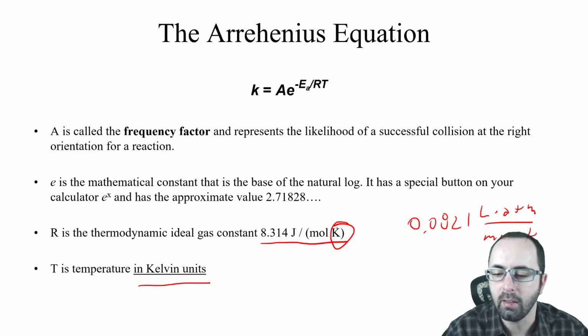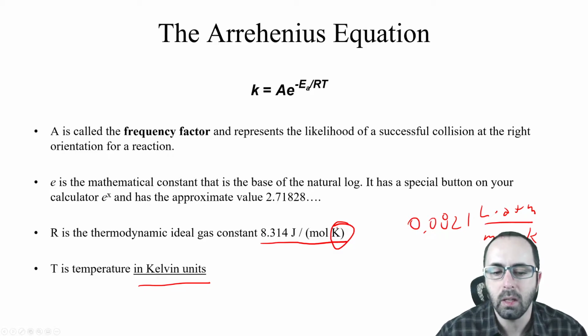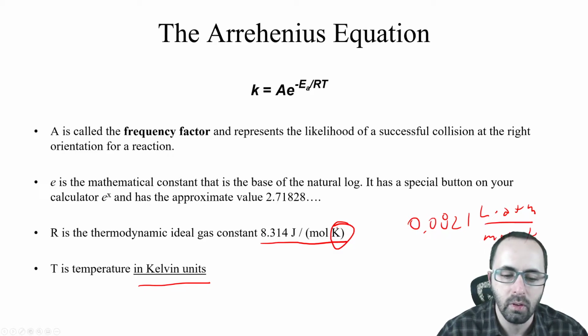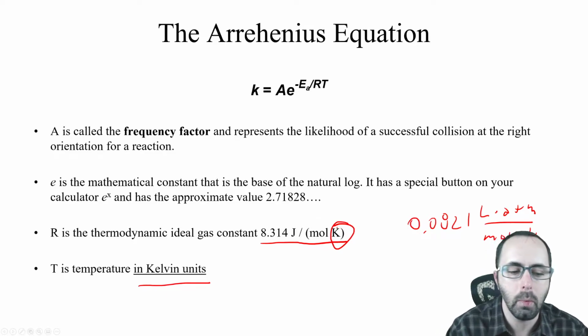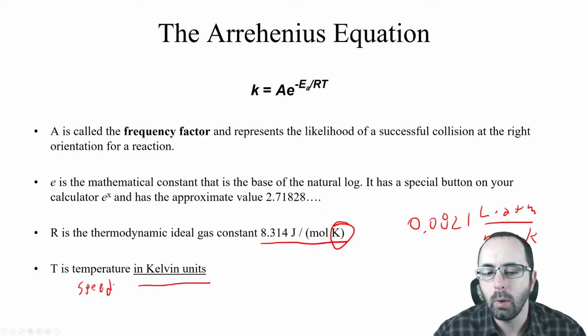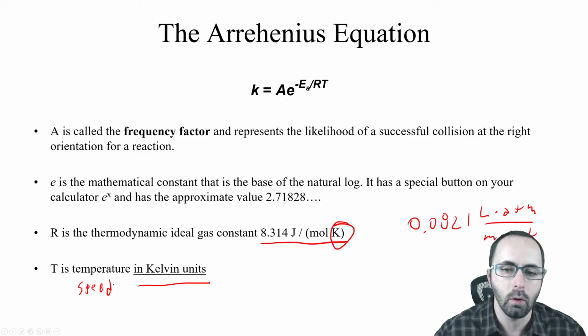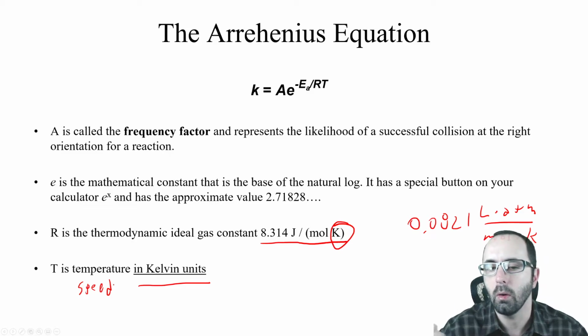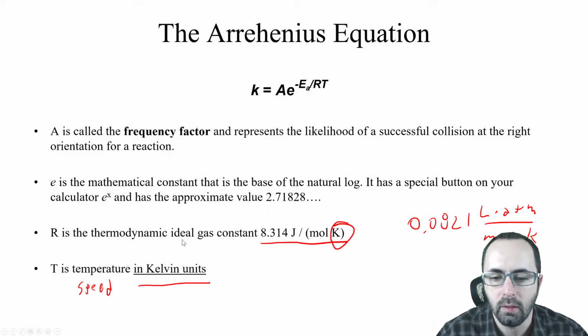It has to be in Kelvin units because you can see our gas constant is in Kelvin units, and because Kelvin units are a temperature relative to absolute zero. And the temperature here, remember, is telling us about the speed of the molecules. So if we want a measurement of the speed, we have to use Kelvin units, because 0 Kelvin is 0 speed, and then faster and faster as we go higher. So we'll always use Kelvin units for this.